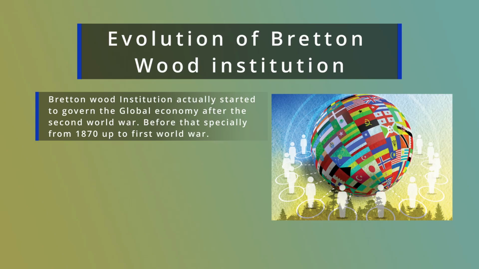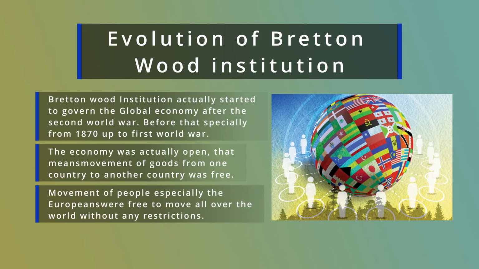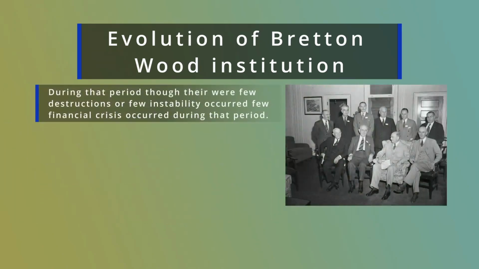Before that, especially from 1870 up to the First World War, the economy was actually open. That means movement of goods from one country to another was free. At the same time, people, especially Europeans, were free to move all over the world without any restrictions. And during that period, though there were a few disruptions, a few instabilities and financial crises, if we see the total period, economic growth was very good.